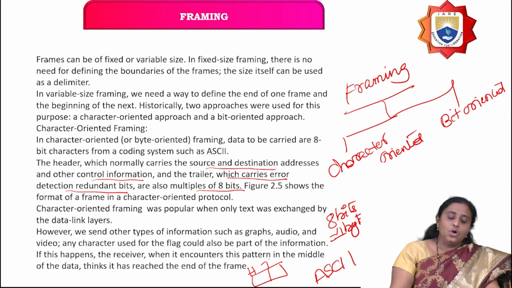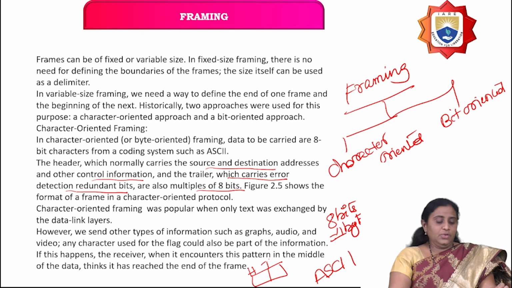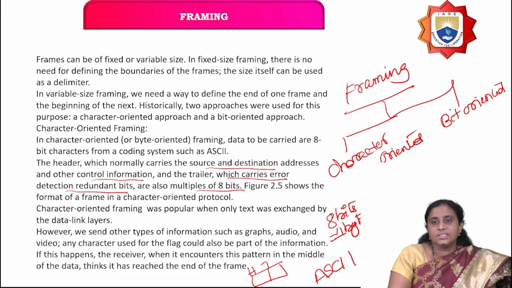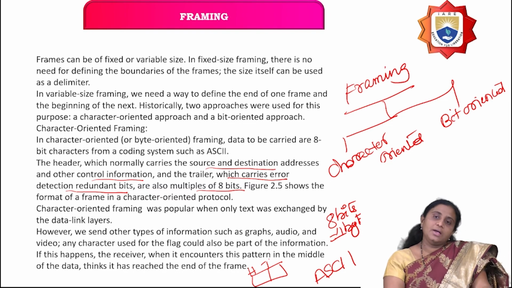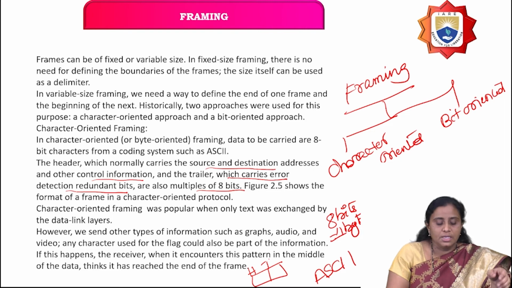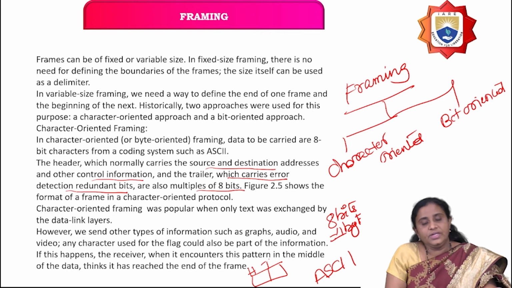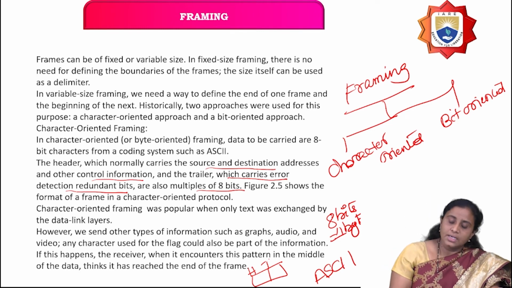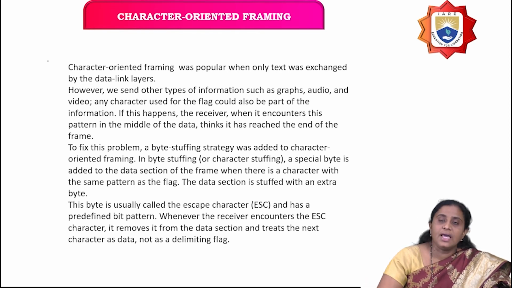However, we can also send other types of information such as graphs, videos and audios. So any character used for the flag could also be part of the information. If this happens, the receiver, when it encounters this pattern in the middle of the data, thinks it has reached the end of the frame. As I have already explained, there are two types of framing: the first one is character-oriented framing, and the second one is bit-oriented framing.